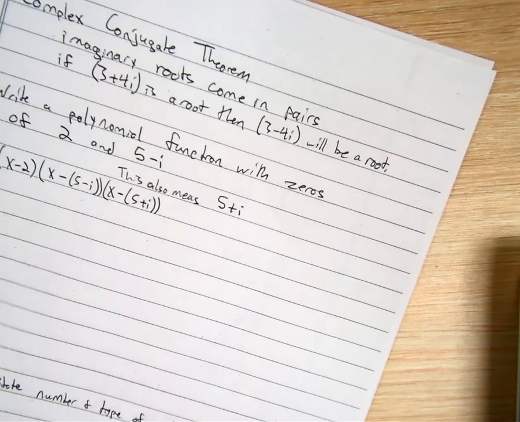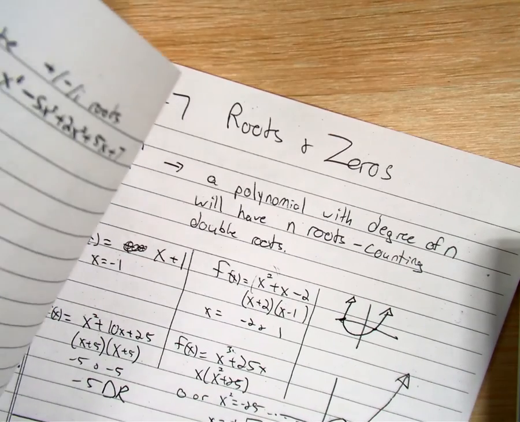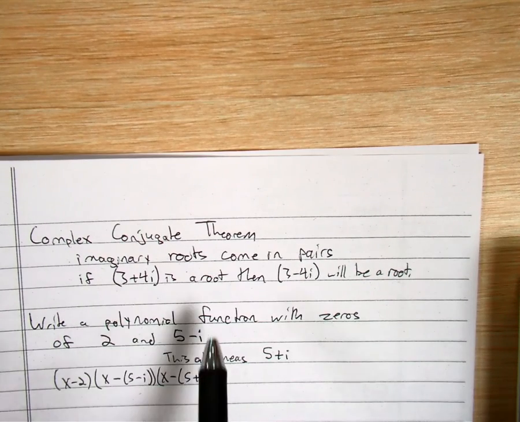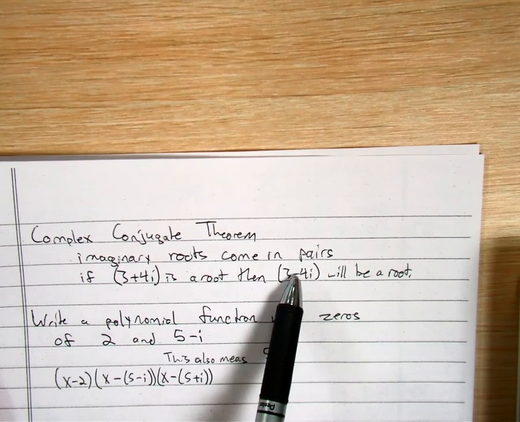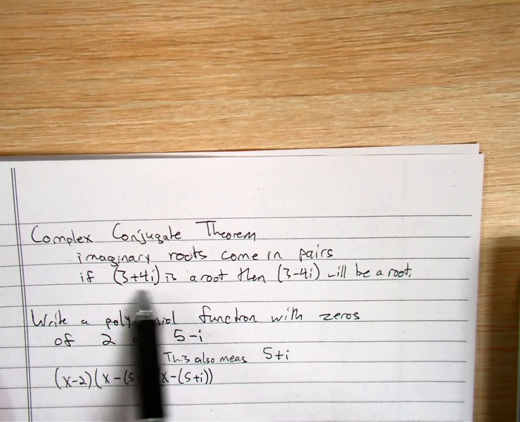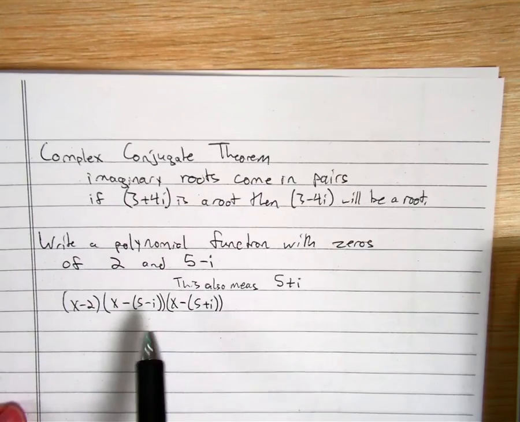One last problem to look at. I don't have any particular examples for you to do. We're going to talk about one. Complex conjugate theorem. We kind of looked at this already. Imaginary roots come in pairs. So if 3 plus 4i is a root, then the opposite one, 3 minus 4i is a root. It comes in plus minus pairs.